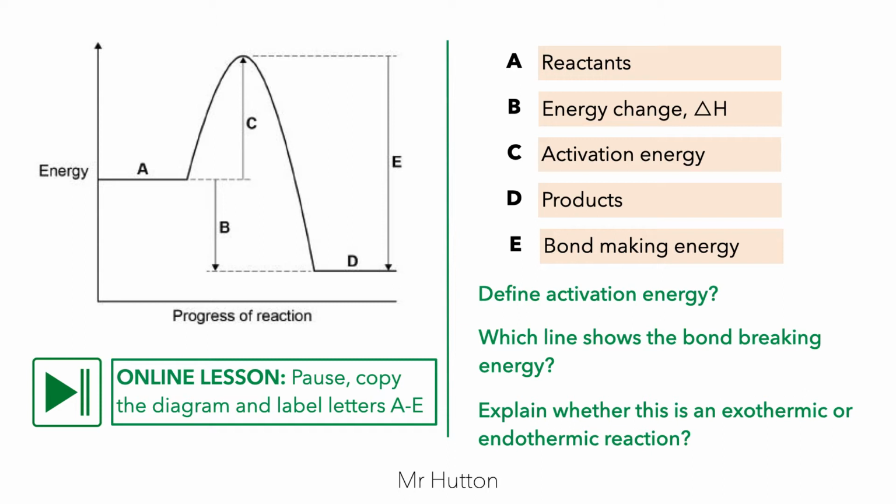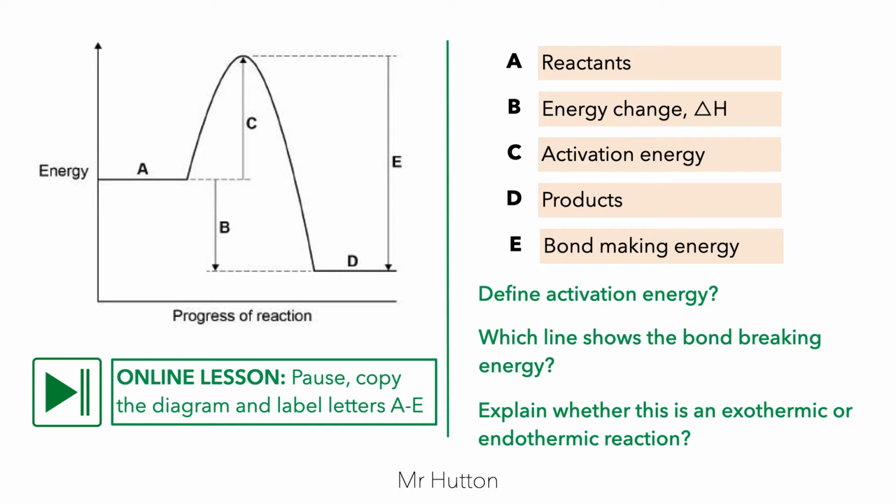Which line shows the bond breaking energy? Again, I mentioned that a moment ago. On the graph, it would be line C, but in an exam question like we've got here, we would always label line C as the activation energy, but that is actually the energy needed to break the bonds in the first place. But in an exam or in a question, you would always label that as activation energy.